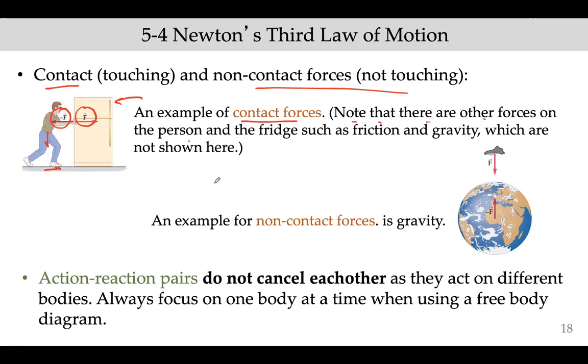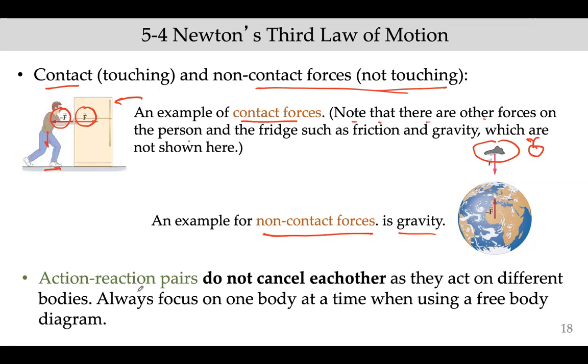Now, the other option is the non-contact forces. Non-contact means not touching. An example is gravity, right? So if you have a plane or an apple, and there's the earth, these objects will have gravitational forces. So gravity is an example. They will pull each other without touching each other.